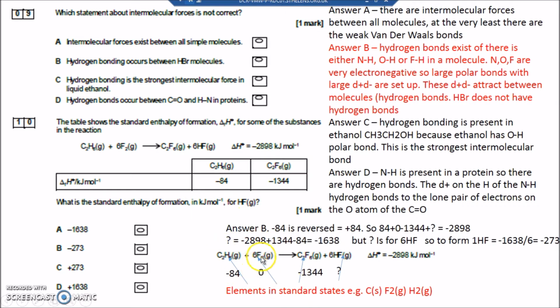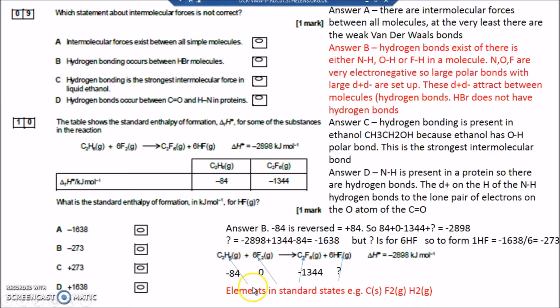Now then, they're coming from here, and they're coming round to here. So they're coming from here, across to here. That's the same as going from here, round to here. So now then, what I've got to do is take any signs that are the wrong way round and reverse them. So minus 84 is the wrong way round. We've got elements in the standard states making that, forming it.